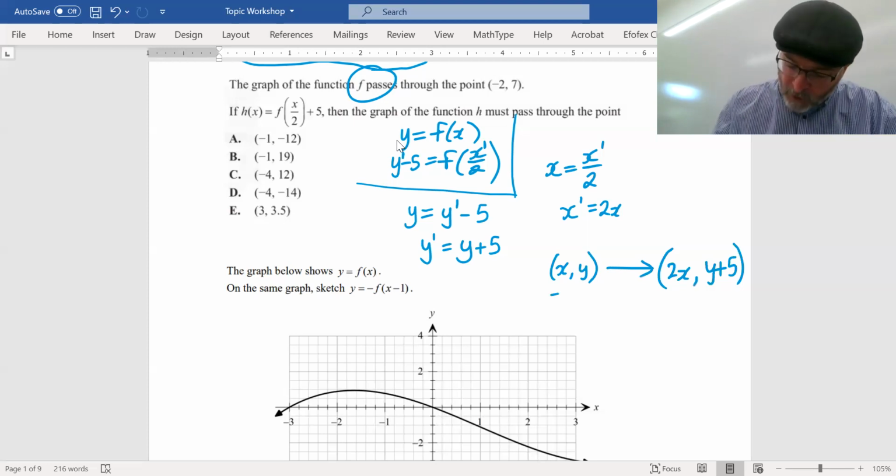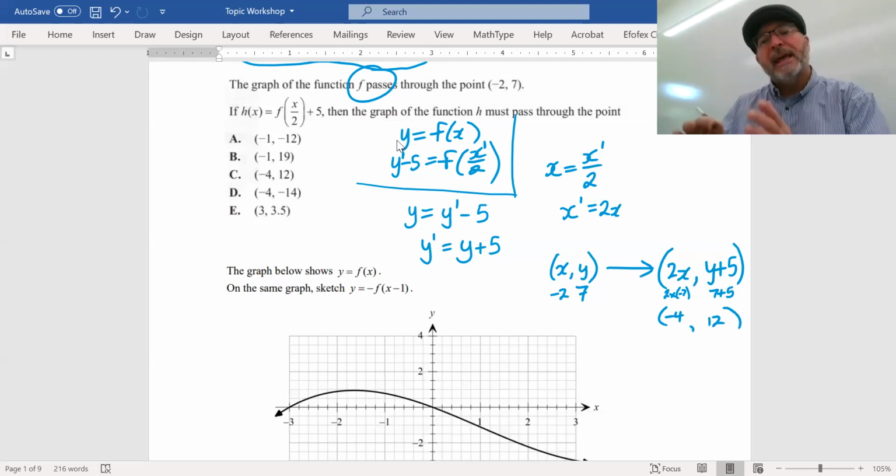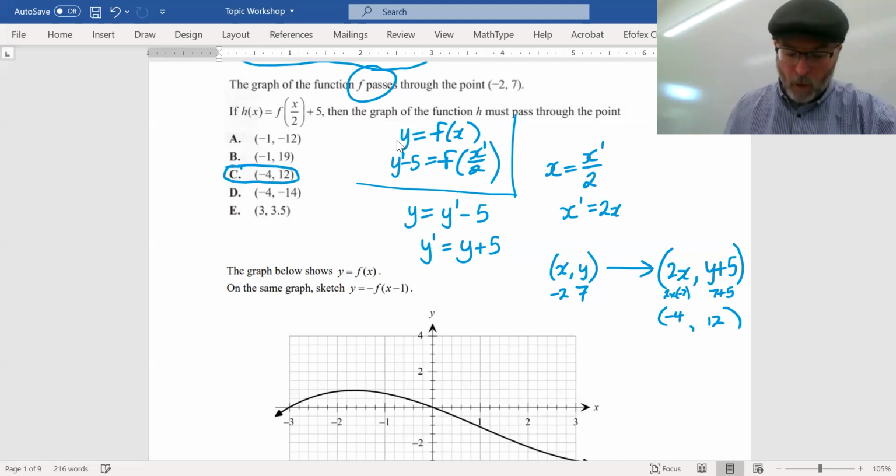So if I'm given -2, 7 on the original graph, then it's got to be 2 times -2, so -4, and 7 plus 5, 12, right? -4, 12 is the image point. So that's C here, -4, 12.